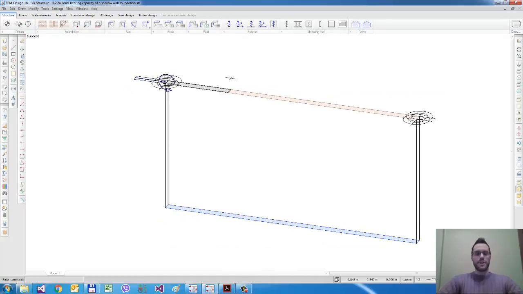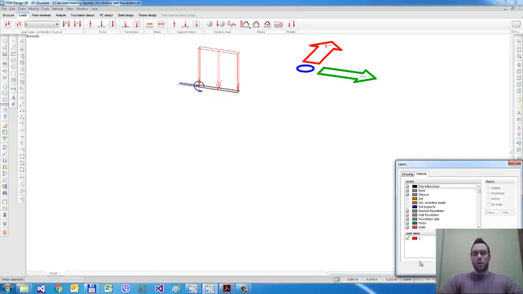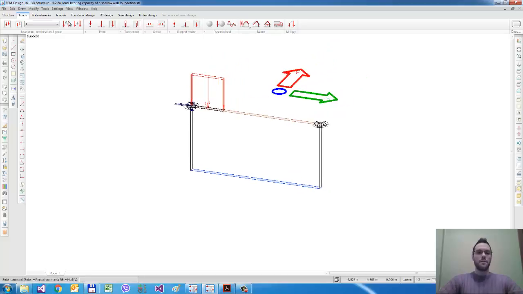This one is just a slice of a soil block, and I apply a symmetry plane on the left side. I model just the half of the shallow foundation, a wall foundation here, and I apply a uniform load on this shallow foundation, and then I increase the load at the top of this wall foundation.